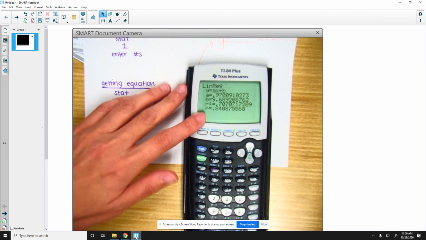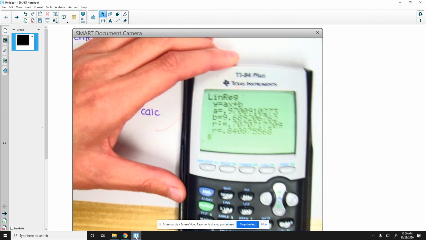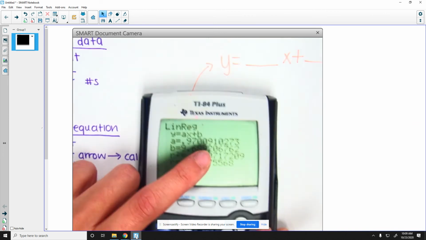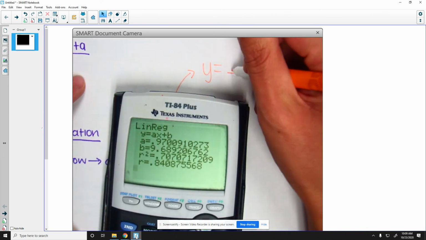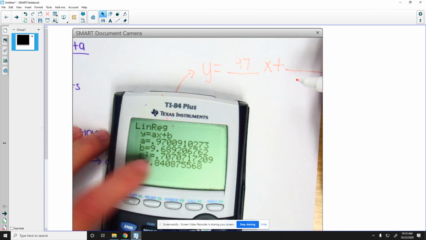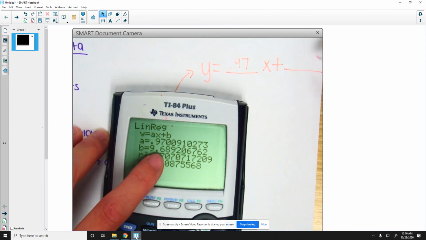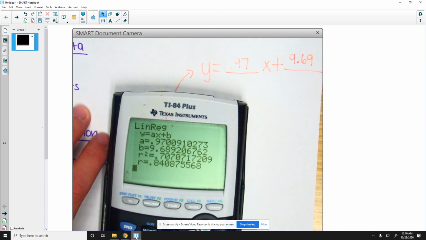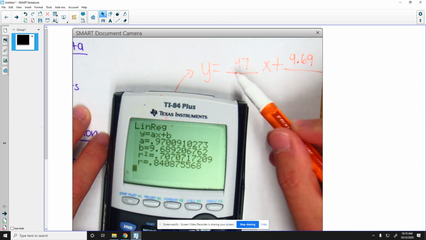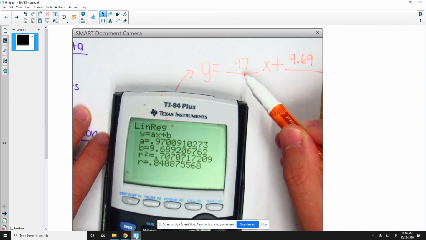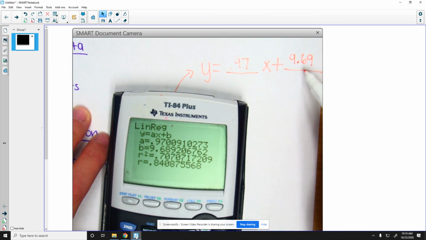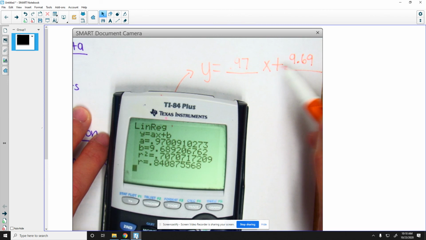So at the end of the day, all of us should come out with this equation. Yes. So your slope is the a, so it's 0.97. So your equation is y equals 0.97x plus b, and your b is 9.69. Yes? Did we get that? If you did not get this exact answer, that means you mistyped something. So maybe go back to your table and you can see if you mistyped something. You might have mistyped a number.